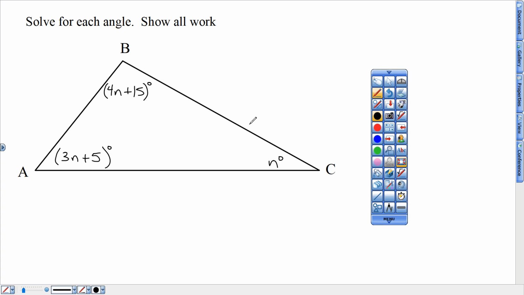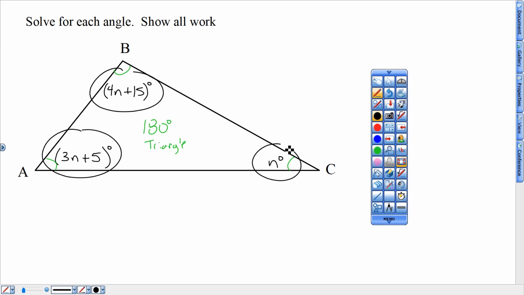So here we go. First of all, you need to know that all of these angles, if I add them all up, they always equal 180 for a triangle. Horse. So for this, I'm going to take these pieces and add them up and set them equal to 180. So here I go, adding those up. I'm going to combine like terms and then do algebra.